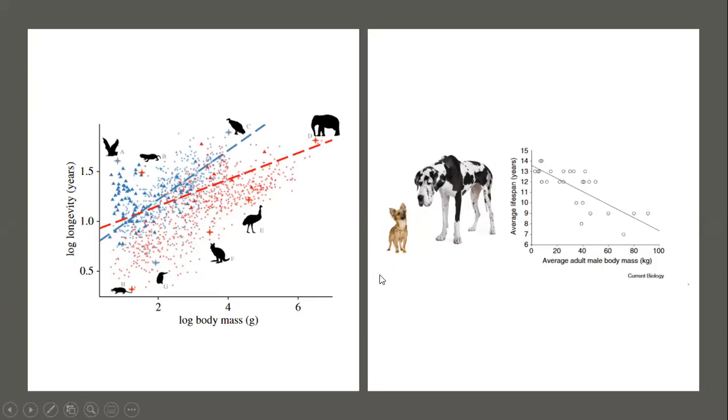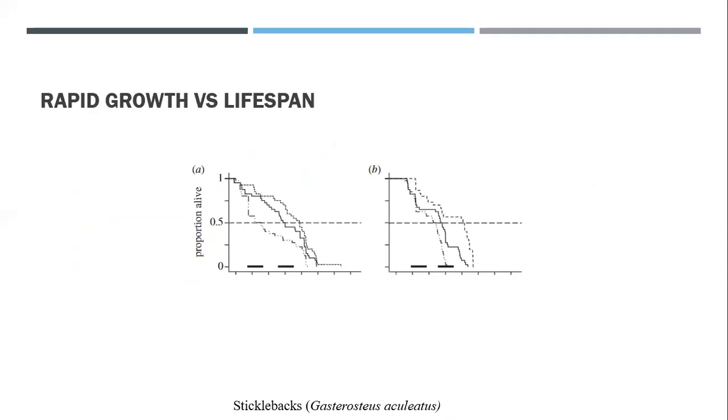For example, if we look at Chihuahuas or Great Danes or Saint Bernards, those bigger dogs usually live shorter lives, and smaller dogs have longer lifespans. Similarly, if we look across wild species as well, there's a trend that is usually followed by most of the animals.